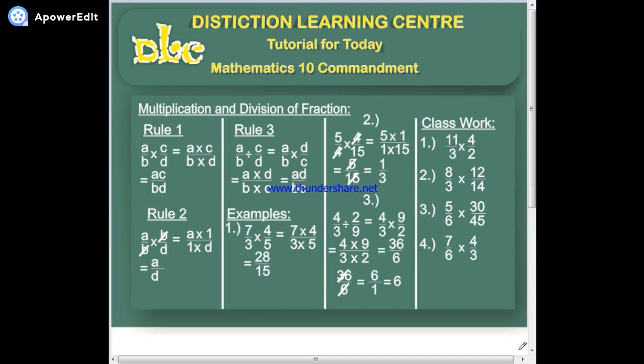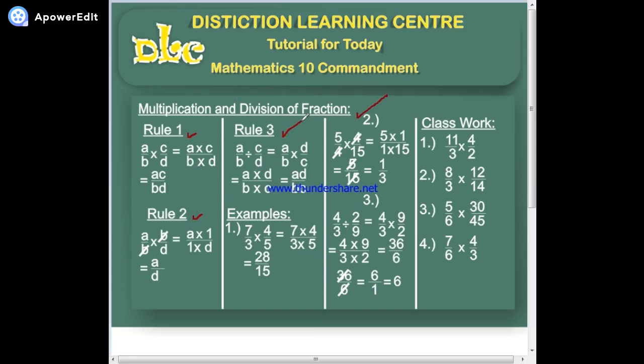Our topic for today is still Mathematics 10 Commandments, in which we are proceeding to the last commandment, which is multiplication and division of fraction. This particular commandment has three rules, which are rule 1, rule 2, and rule 3.